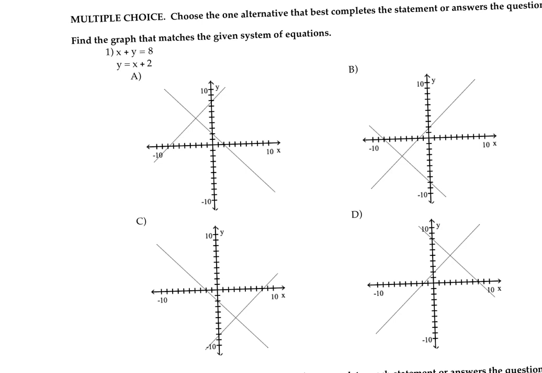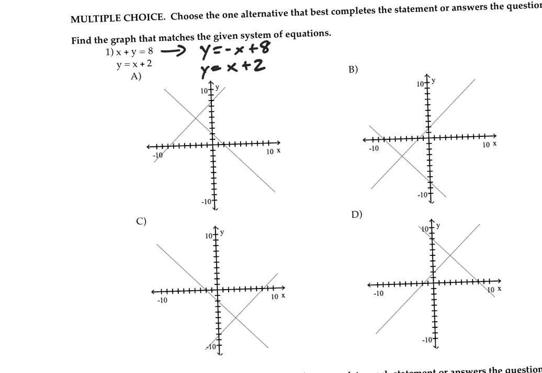So you don't necessarily have to find the solution here. You're just trying to find out which one matches up. And so for the first one, we want to get y by itself. If we really want to put this into the calculator, we want to solve for y. And so we get y equals negative x plus 8. The other one is already solved for y, so we got y equals x plus 2. So we're ready to go, okay?